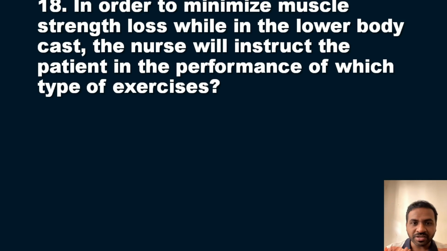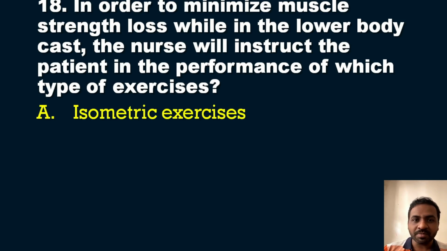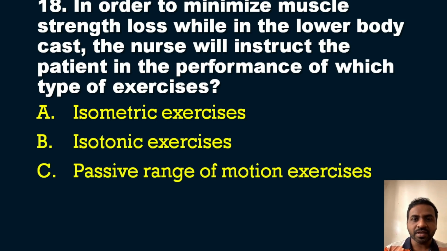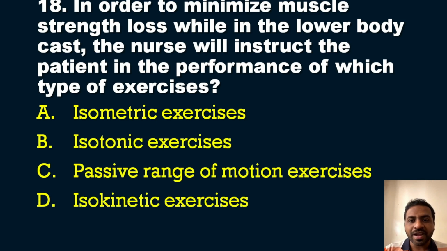So here the patient is with a lower body cast. The question is, which exercises will you be performing on the patient? Which type of exercises will we be instructed to perform? That's a question for you, and the options are: option A, isometric exercises; option B, isotonic exercises; option C, passive range of motion exercises; and option D, isokinetic exercises.